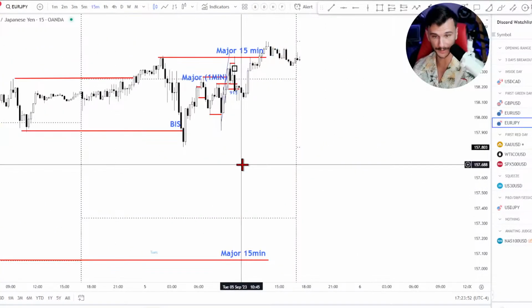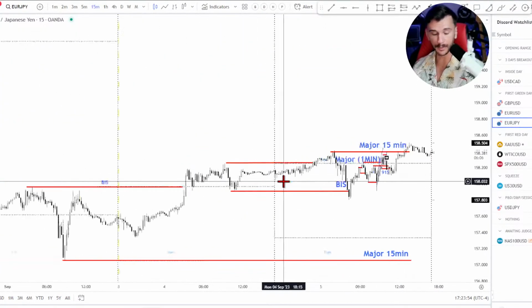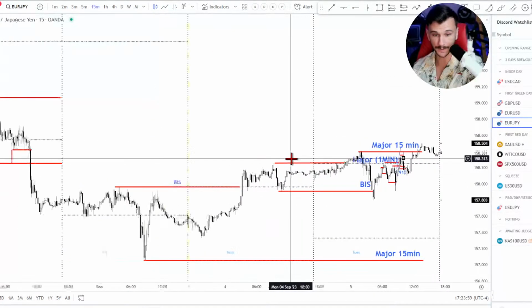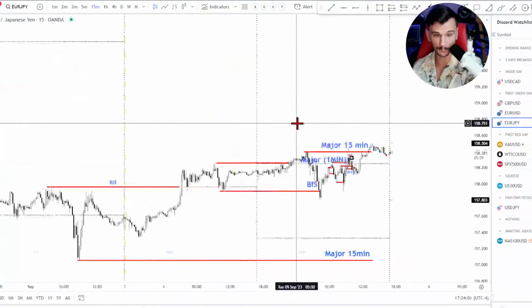I think I took a short on this one as well, and I don't even know. To be completely honest, I didn't realize that it was a first green day yesterday, and I took the short anyways, which was a mistake on my part. But that's no big deal.